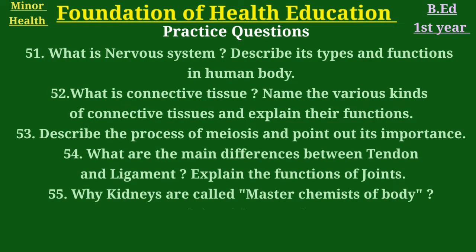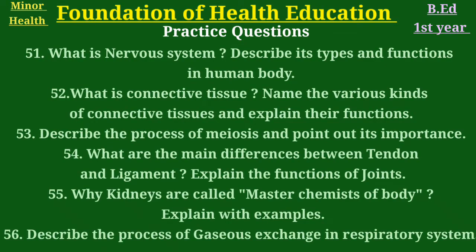What is nervous system? Describe its types and functions in human body. What is connective tissue? Name the various kinds of connective tissues and explain their functions. Describe the process of meiosis and point out its importance.